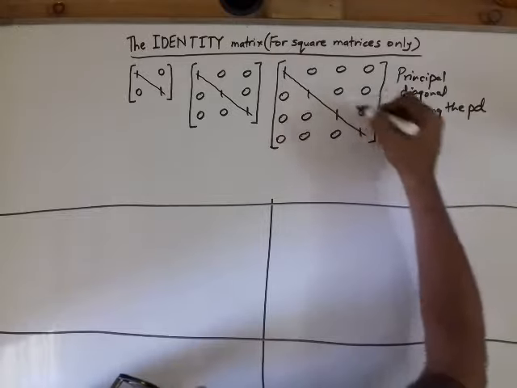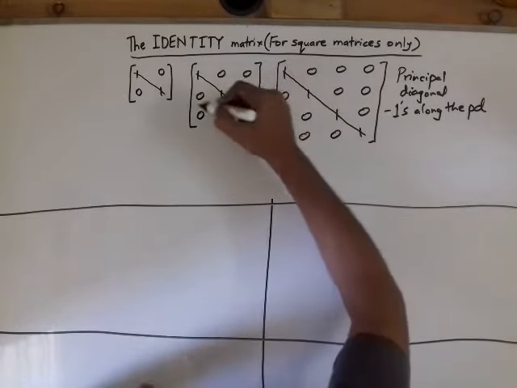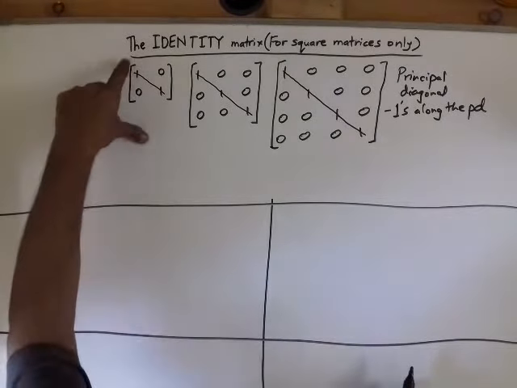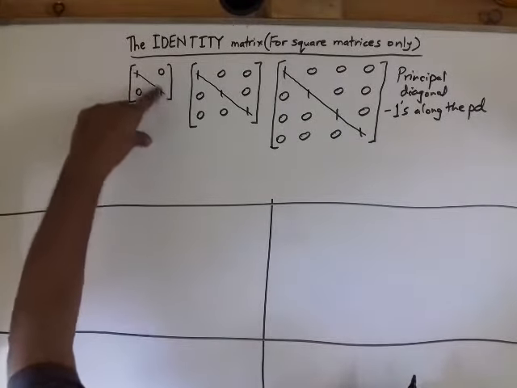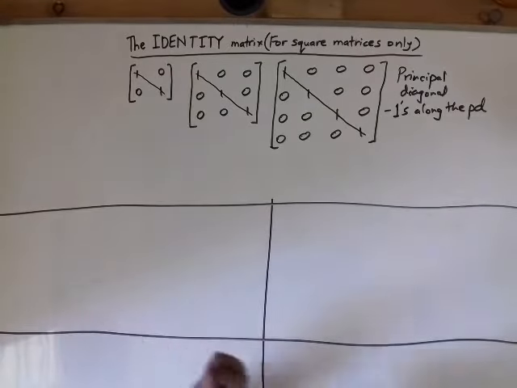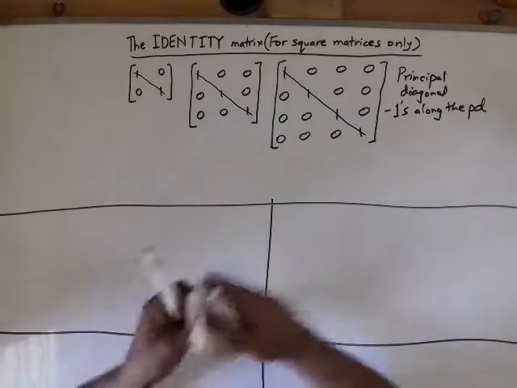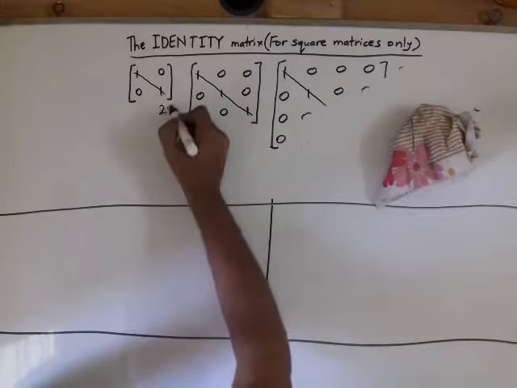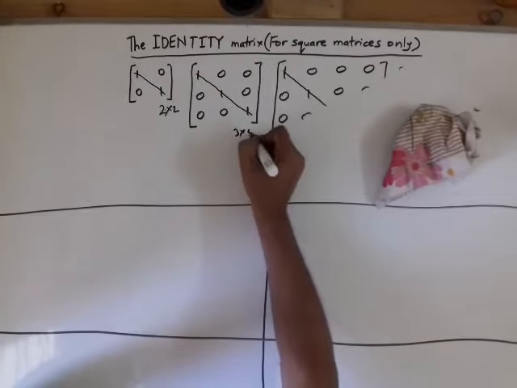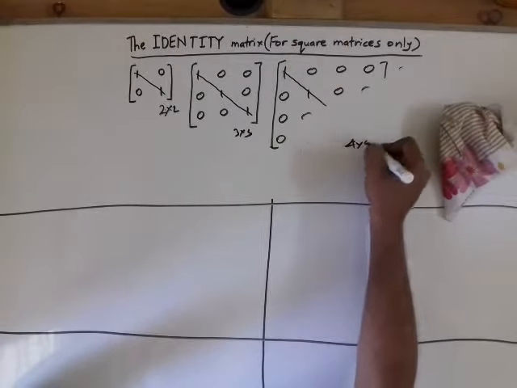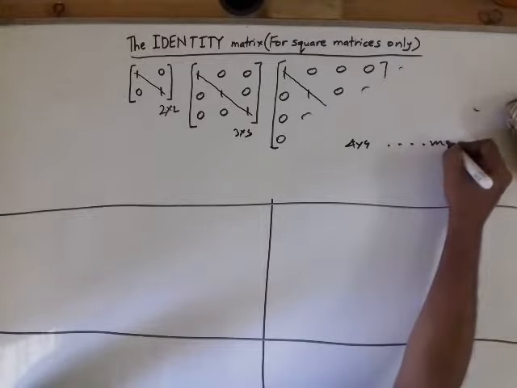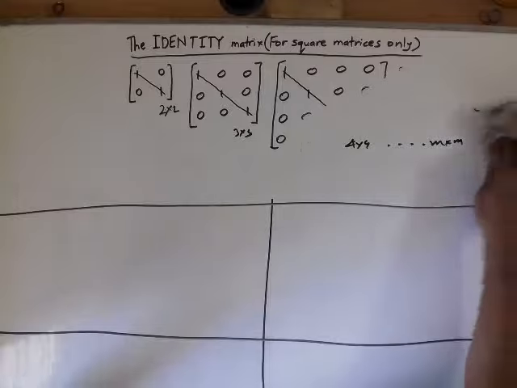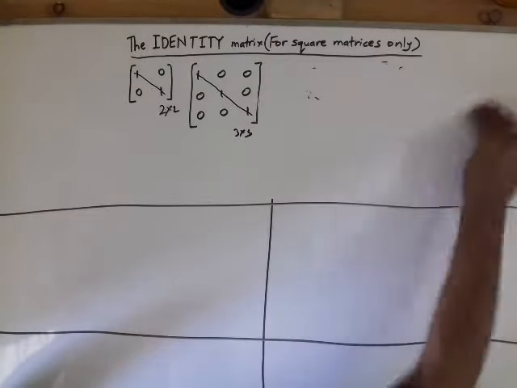All other elements, look at it. These are 0, these are 0, these are 0, these are 0. So that's an identity matrix: a square matrix which has ones along its principal diagonal and all other elements are 0. This is 2 by 2, this is 3 by 3, this was 4 by 4, but you can go all the way up to m by n. The same rule applies, ones across the principal diagonal.